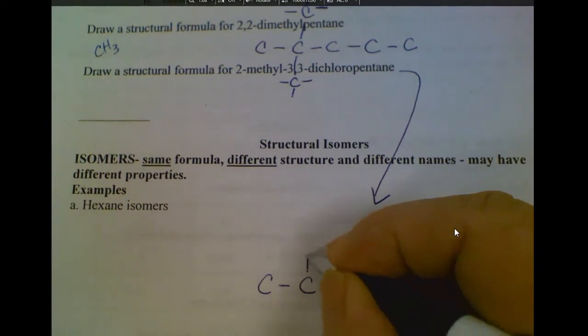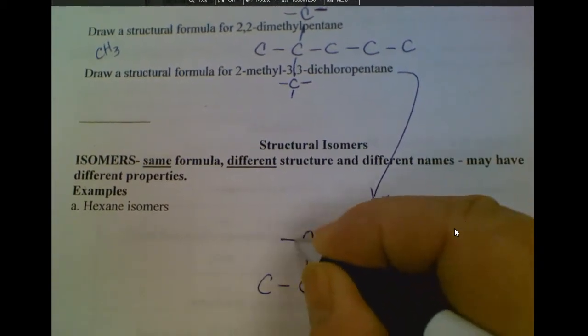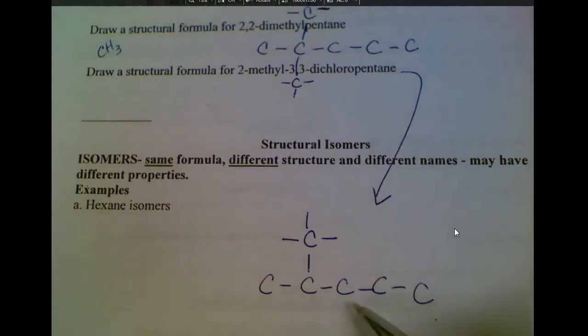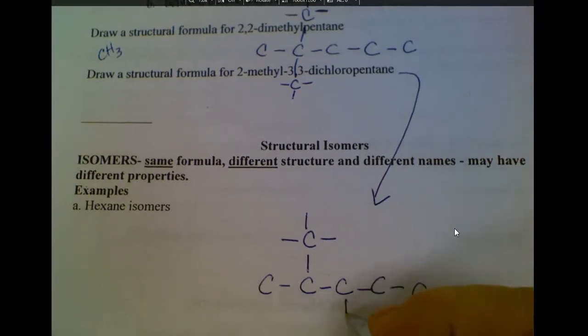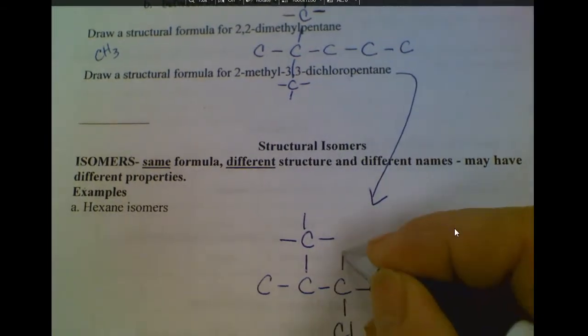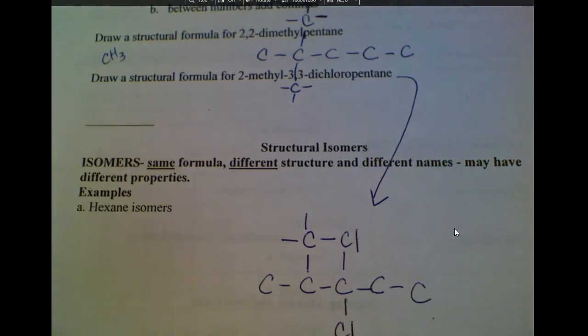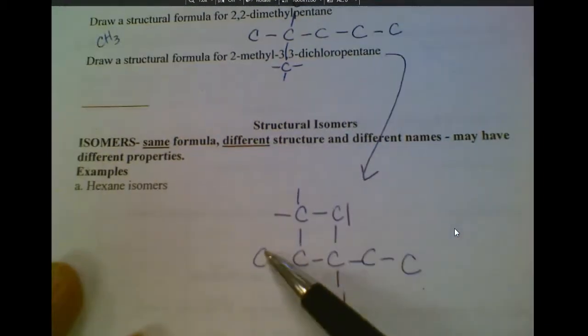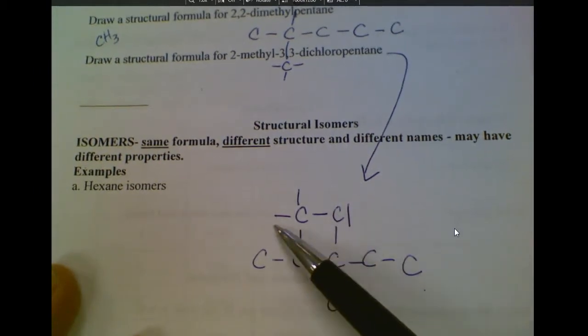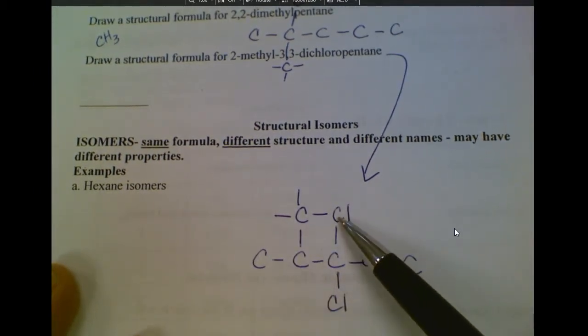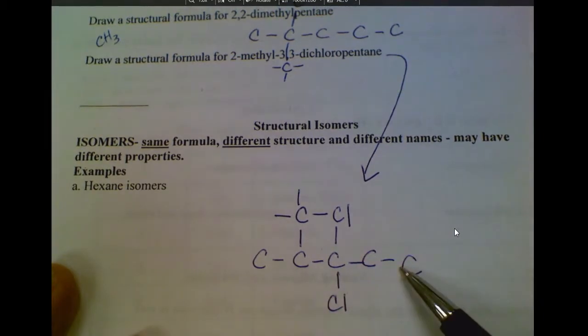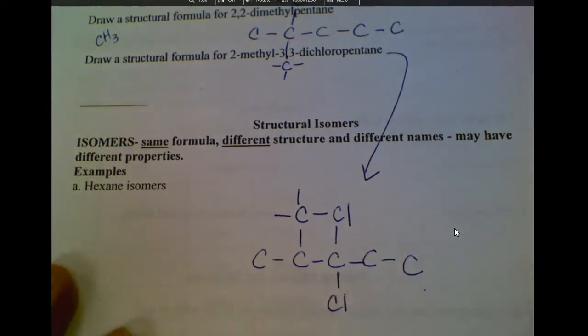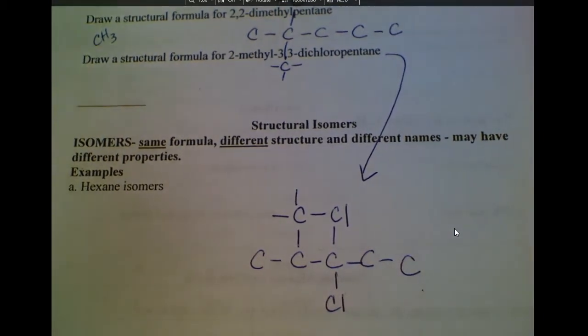Okay, so I'm going to have a methyl group coming off the 2, and off the third I'm going to have a chlorine off of each. Okay, so we come into here, there's 1, 2, 2-methyl 3,3-dichloropentane. Okay, so that's as far as we went for today.